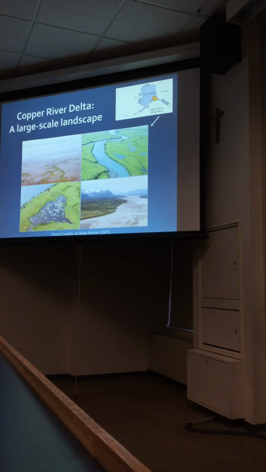And so the Copper River Delta is located in south central Alaska. The Copper River itself is the 8th largest river in the United States. It drains an area about the size of West Virginia, okay? So it's a pretty large-scale landscape.